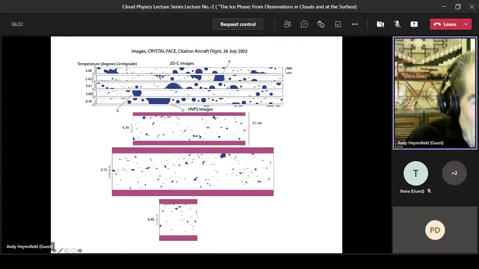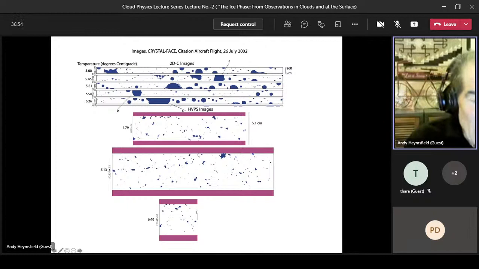And these are images from the high volume precipitation sampler. It has not as good resolution, but can sample centimeter or larger particles. And here you see, in this case at plus 6°C, clearly there are ice particles. This one's at 4.8, this one's at 5, and then this is 6.4. So you clearly see there's ice at these temperatures.